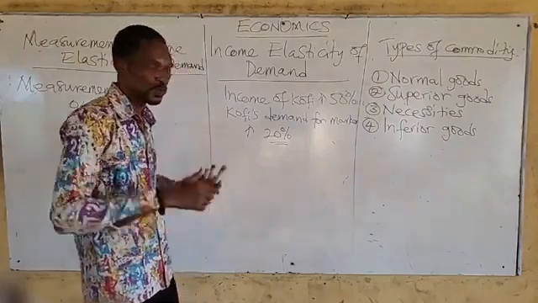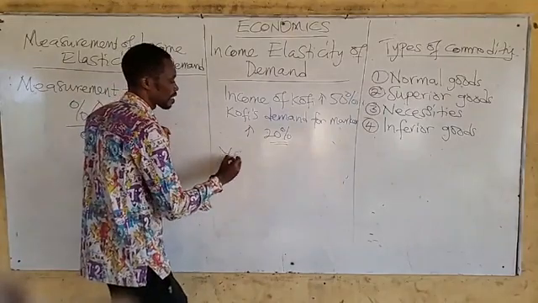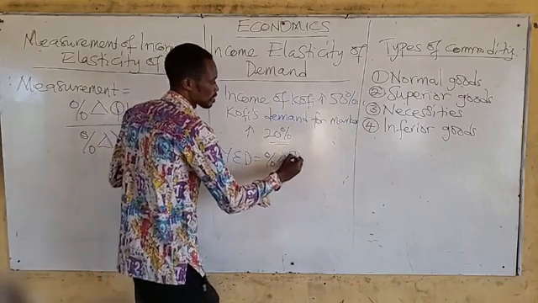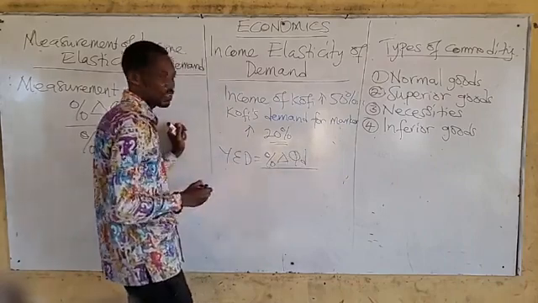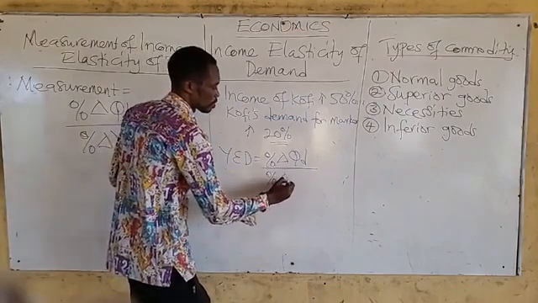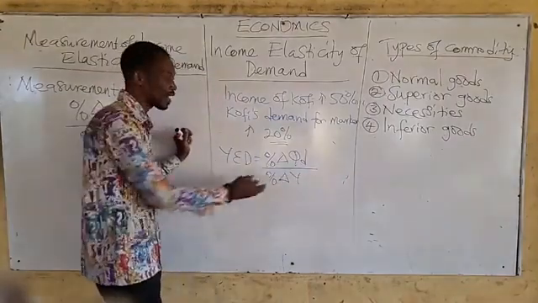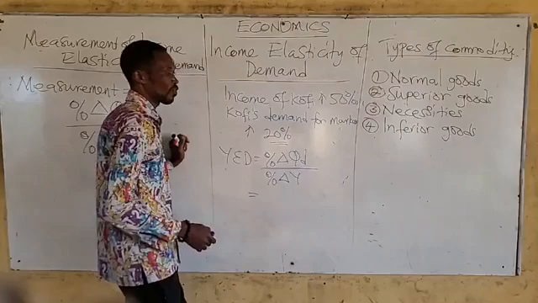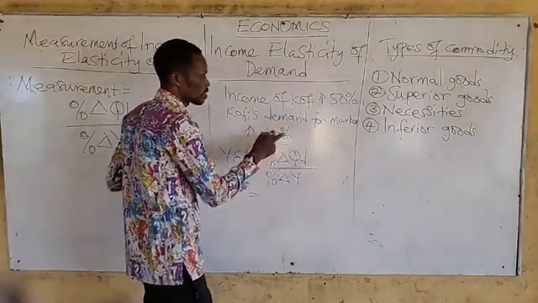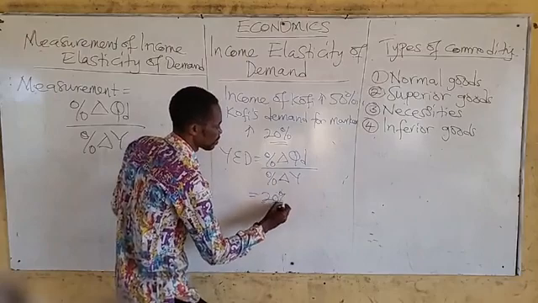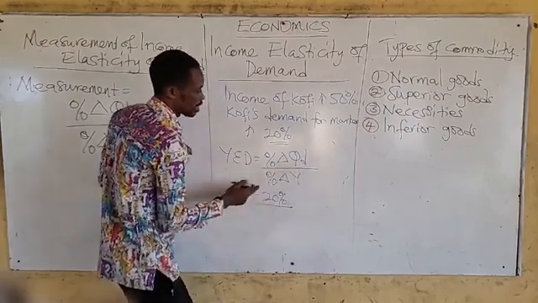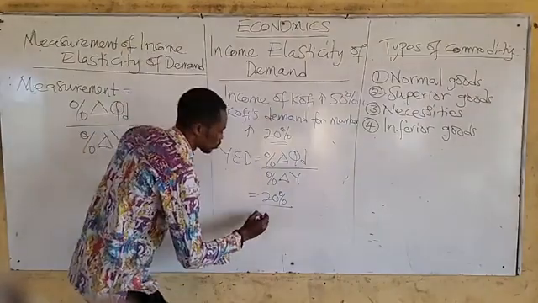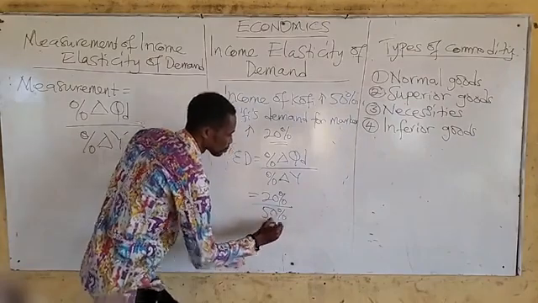What you do is to write: income elasticity of demand is equal to percentage change in the quantity demanded of the commodity, all divided by the percentage change in the income. That is it. When you write this formula down, you are almost done. So then you come and take the percentage change in the quantity demanded. We said the demand for the commodity is 20%, so you put the 20% here, divided by the percentage increase in the income of Kofi, and we say it is 50%. So you write 50%.